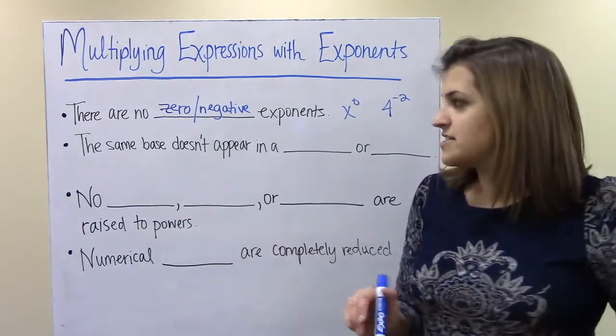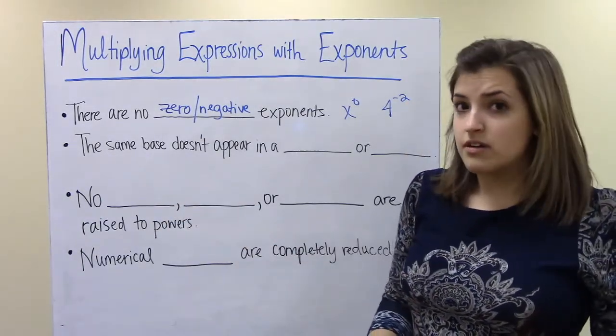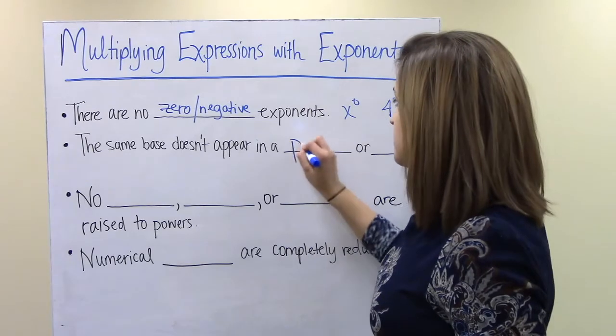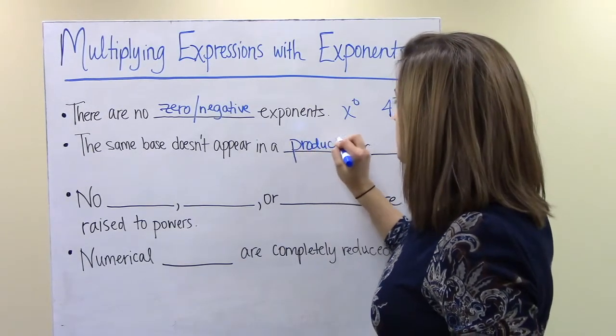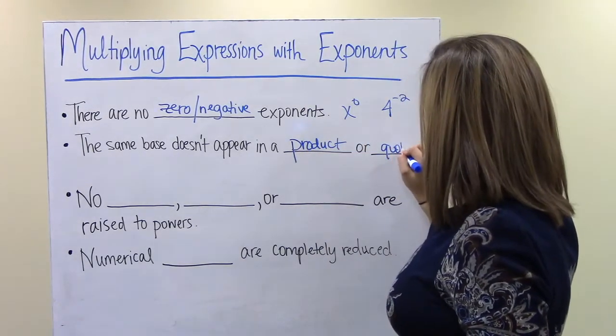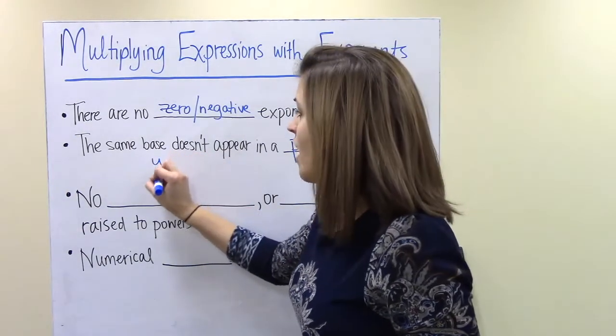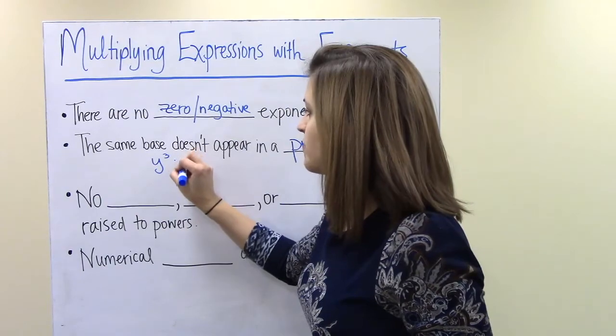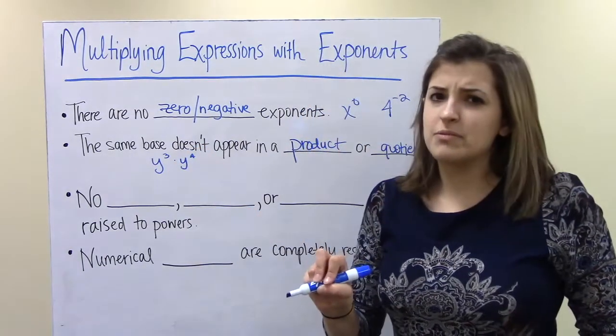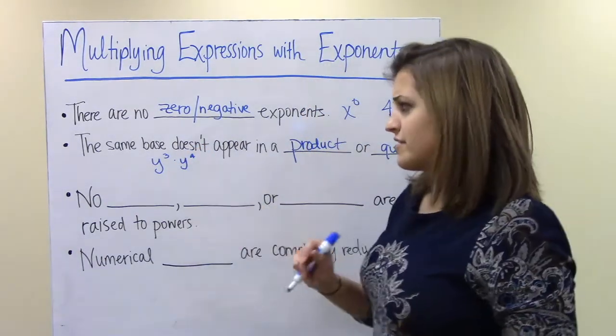The second is that the same base doesn't appear in a product or a quotient. And that looks like if you have like y to the 3 times y to the 4, we want to be able to reduce that. We don't want to leave that in our final answer.